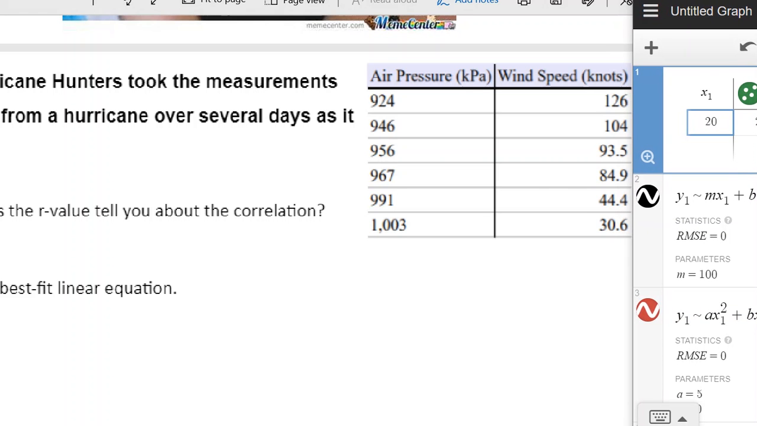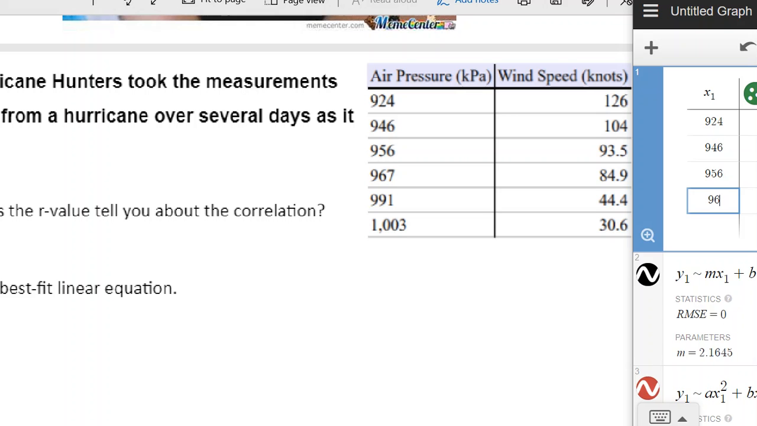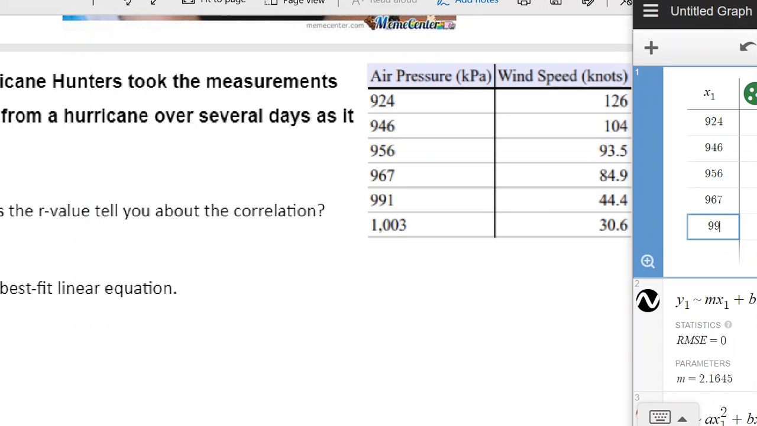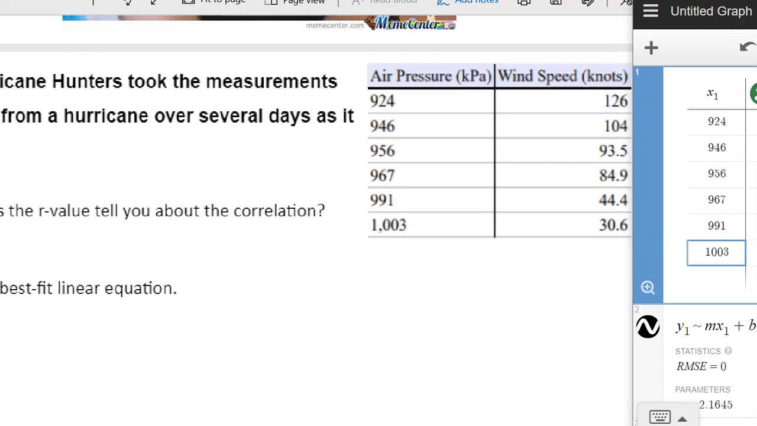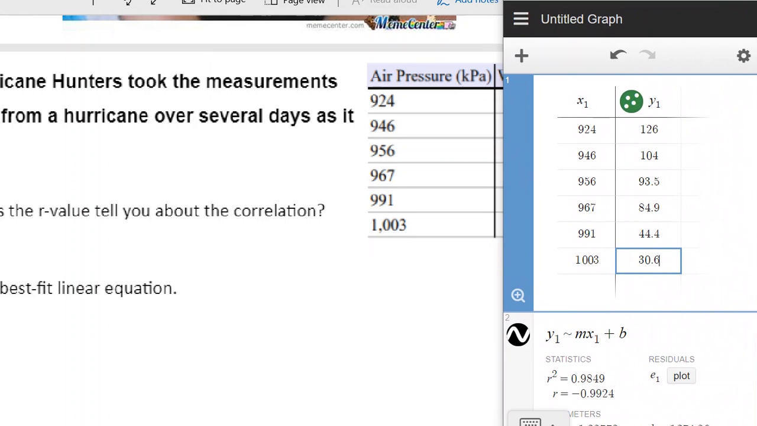All right, so I'll be typing some things that you won't necessarily see. 946, 956, 967, 991, 1003. And then I'll move over to the other side and type the 126, 104. Whoops, that's not 104. 93.5, 84.9, 44.4, 30.6. And then we'll drag this thing back over to where we can see some of it.